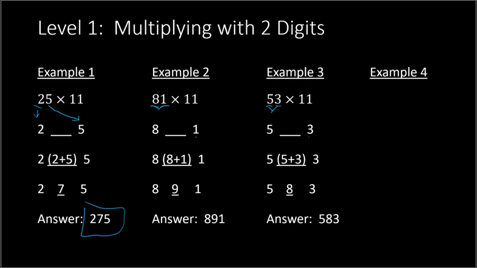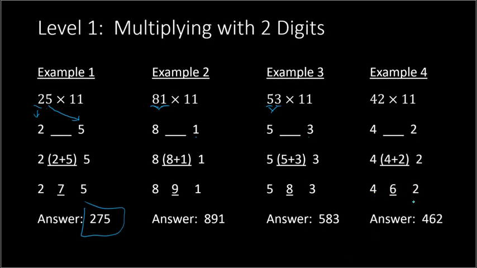Let's try one more at this level of difficulty. Here we have 42 times 11. Again, we can take the 4, that would be the first digit, and the 2 would be the last digit. And then we can add the 4 plus 2 together, and that would give you 6 for the middle digit. So your answer is 462.